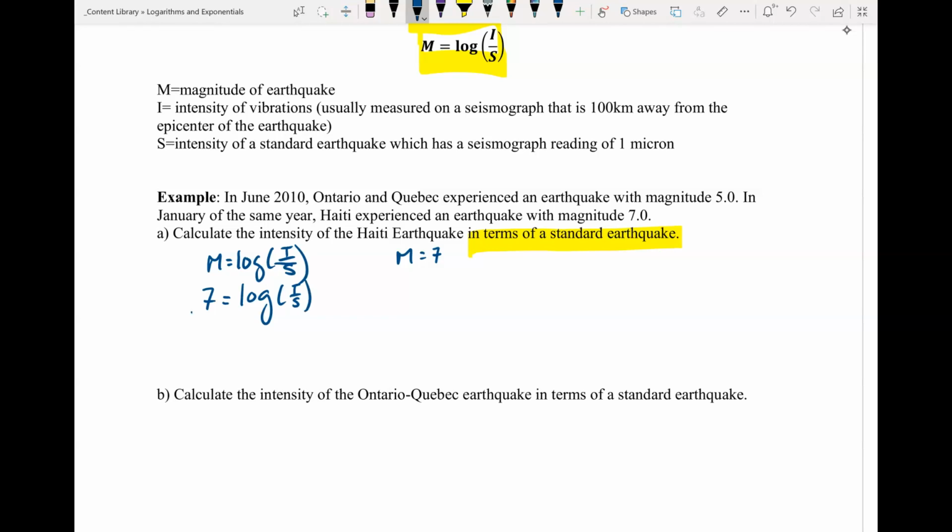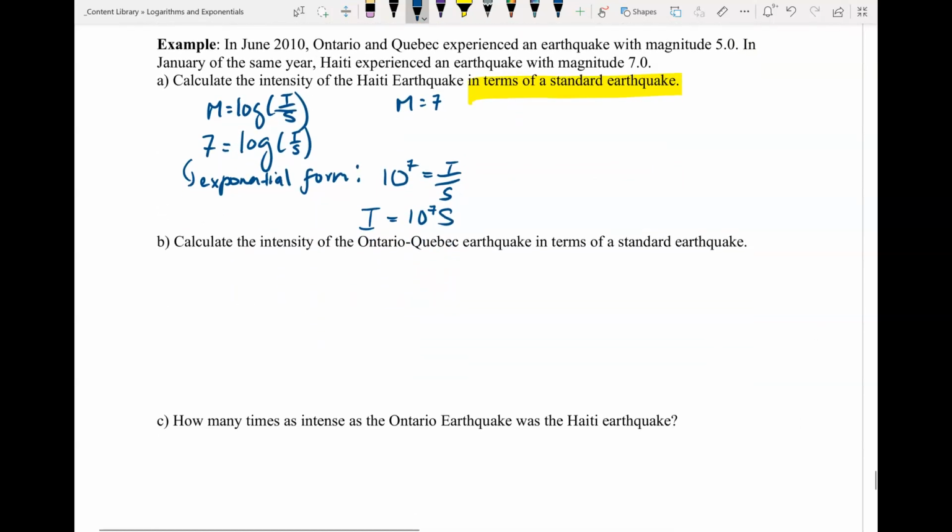Now from here, I will change it to exponential form, so I can express this in terms of S. So your base is 10. The power is 7, the answer is I over S. And I want to find the intensity, so I'm going to multiply both sides by S. So I is 10 to the power of 7 S. In other words, that's 10 to the power of 7 times the standard earthquake is your intensity. And that is a lot.